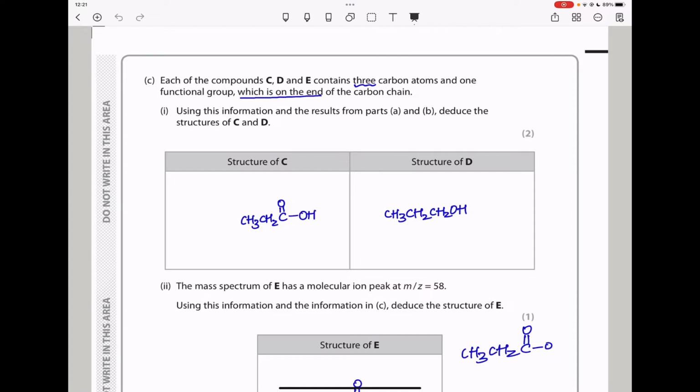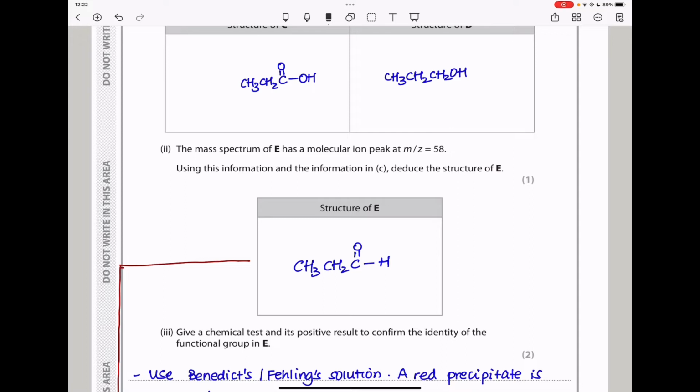acid. Also, we observe that D is an alcohol. We need to write an alcohol that has only 1 functional group, and the OH is at the end. So it's going to be propan-1-ol, which is the primary alcohol. Part E says the mass spectrum of E has a molecular ion peak at mass to charge 58. Using this information and the information in C, deduce the structure of E.